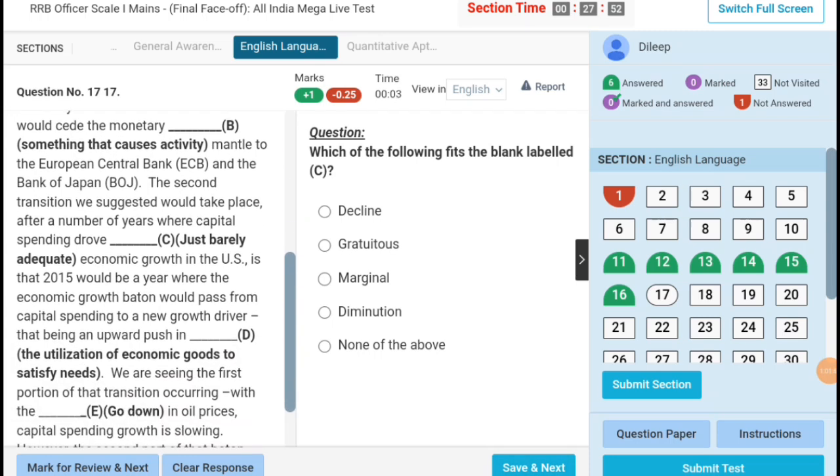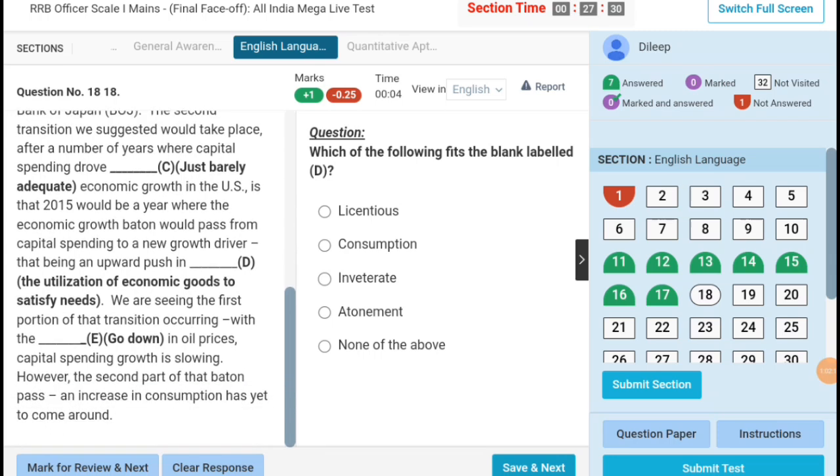The second transition we suggested, where capital spending draws marginal economic growth. The US is spending to be a new growth driver, that being an upward push in consumption. We are seeing the first portion of the transition occurring with the decline in oil prices.